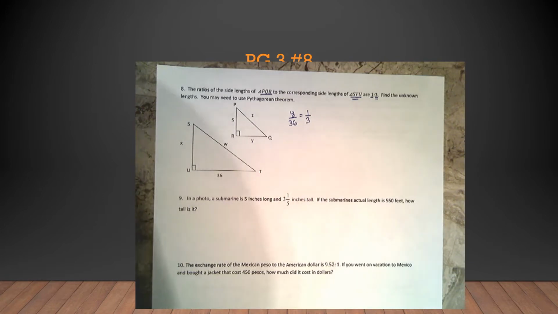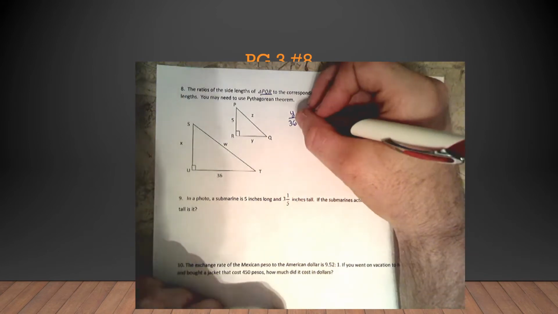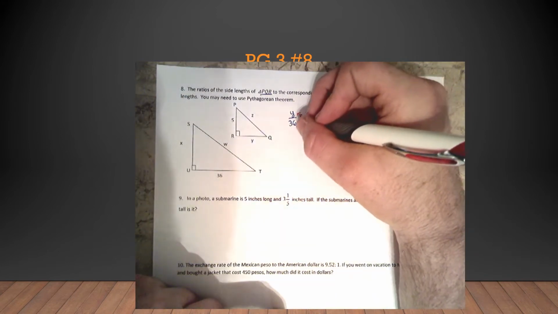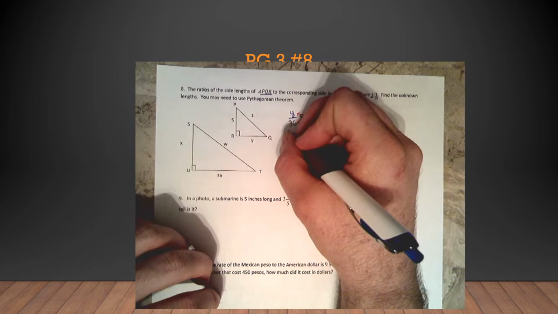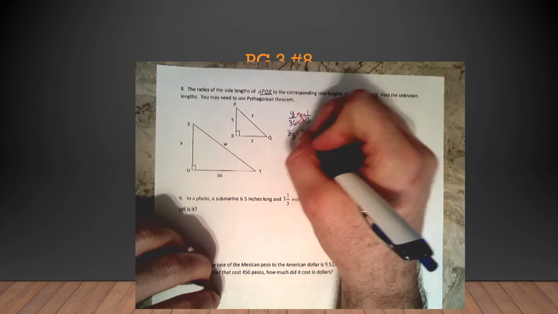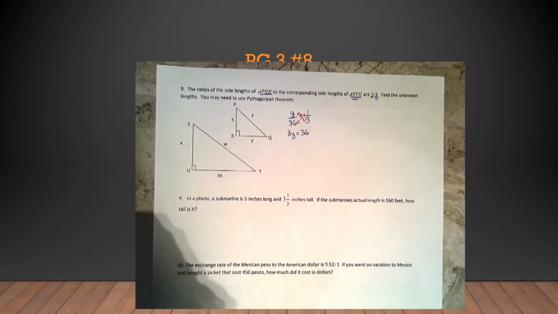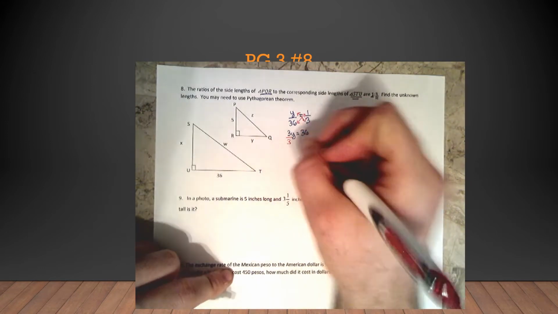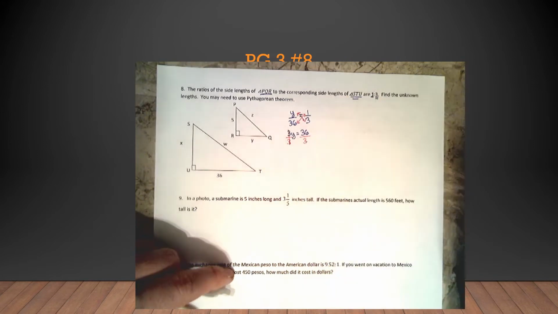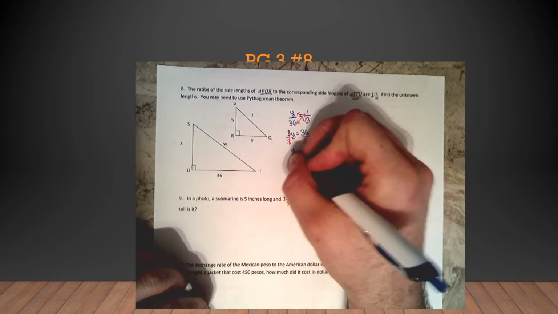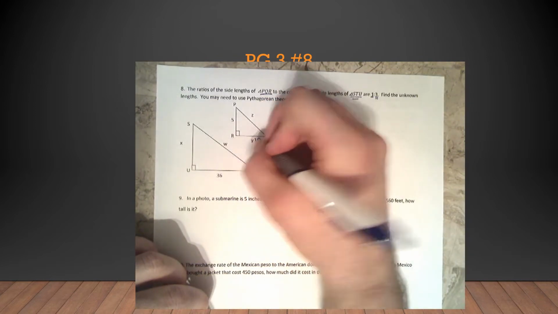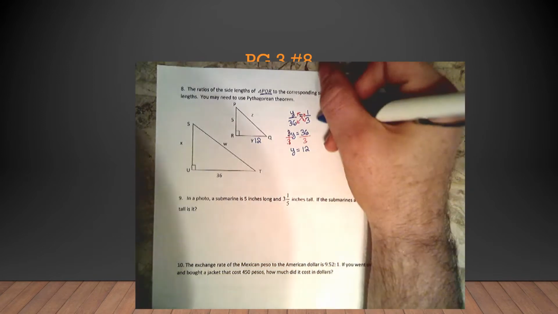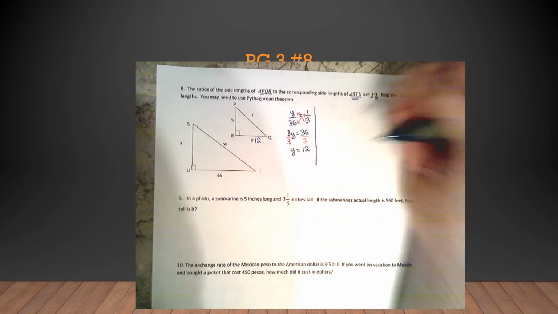Now that I have this ratio, what I want to do is cross multiply. Y times 3 and 36 times 1. So you're going to have 3Y equals 36. Next step, divide by 3. That'll cancel it out on that side. So Y equals 12. So our Y value is 12. That's one of the side lengths that we had to find.